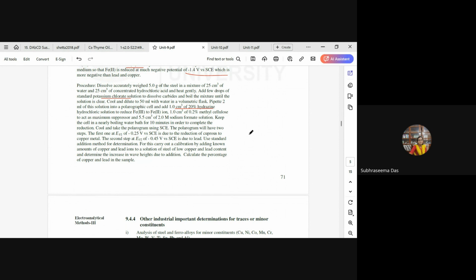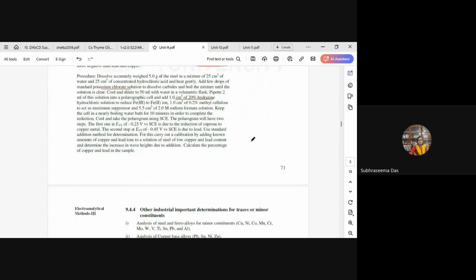So it will have this polarogram, it will have two steps. The first is the E half, that is the halfway potential, which is due to the reduction of cuprous to copper metal, and the second step is due to the reduction of lead. Now using the standard addition method we can find out the concentration of lead and copper that is present in the steel. So this is how we can find out the amount of copper and lead that are present as impurity in a steel sample.